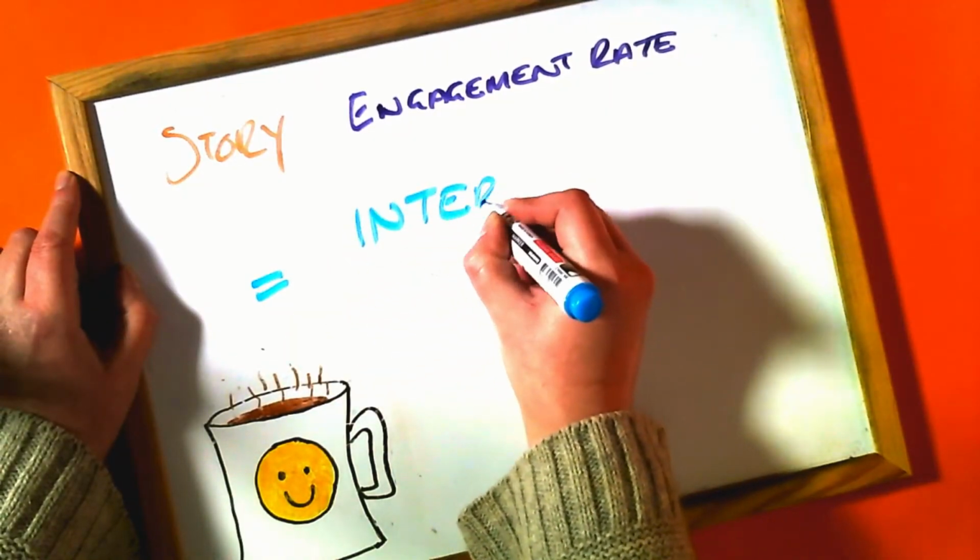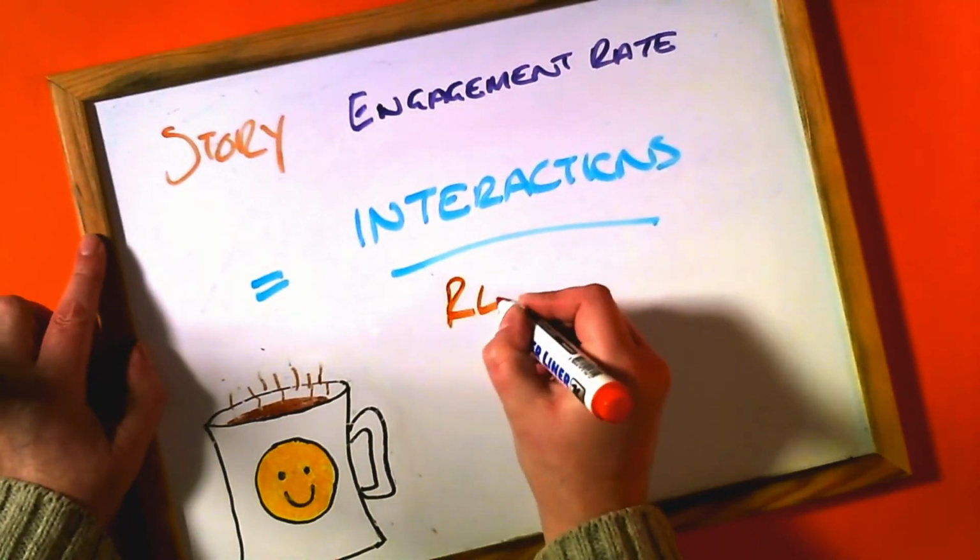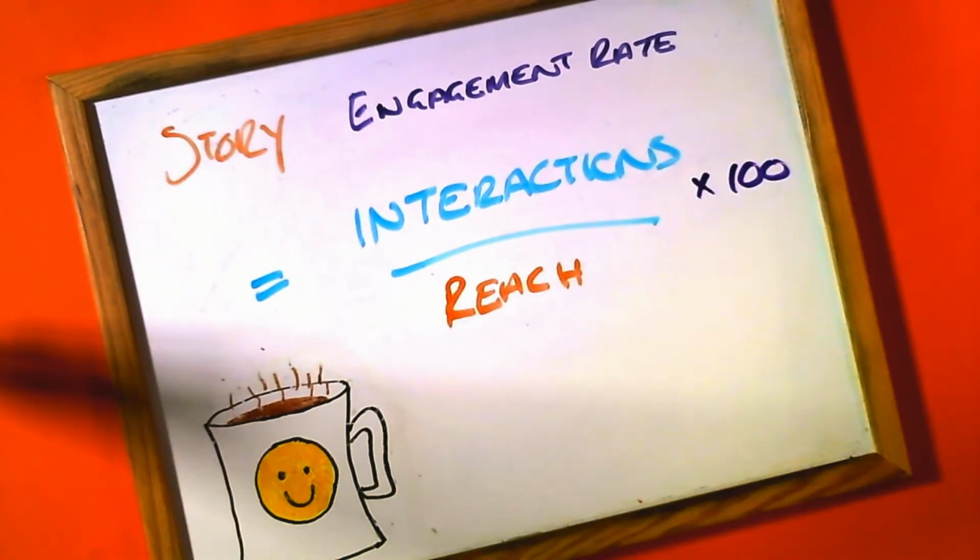It's going to be a lot easier if you do this on a daily basis, because it could take you a long time to compile it if you just do it every 30 days. I did say it wasn't easy. You're going to use exactly the same formula to calculate the engagement rate for each story. So that will be interactions divided by reach multiplied by 100.